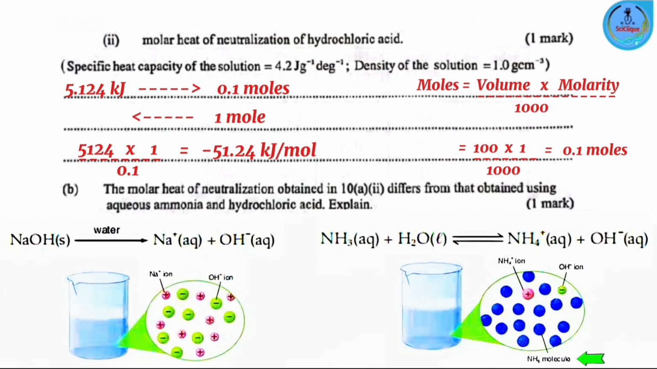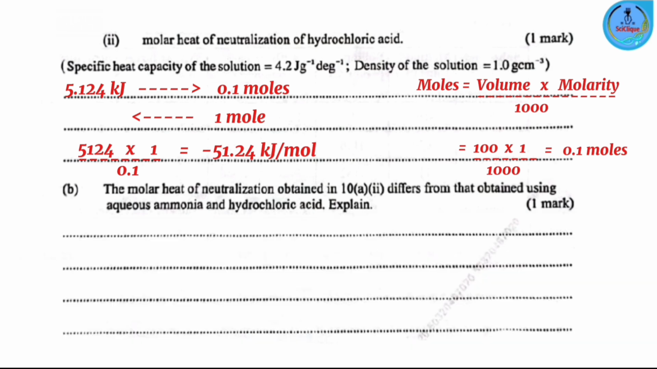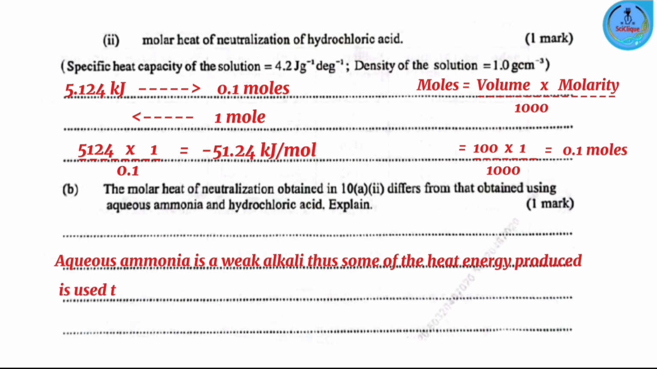Let me repeat. When the reaction occurs between the ions that are present and the ions from hydrochloric acid, it's going to evolve heat. Some of this heat energy is going to be released into the surroundings, but some of it is going to be used to break down the molecules that did not dissociate. So overall, less heat energy is given off to the surroundings.